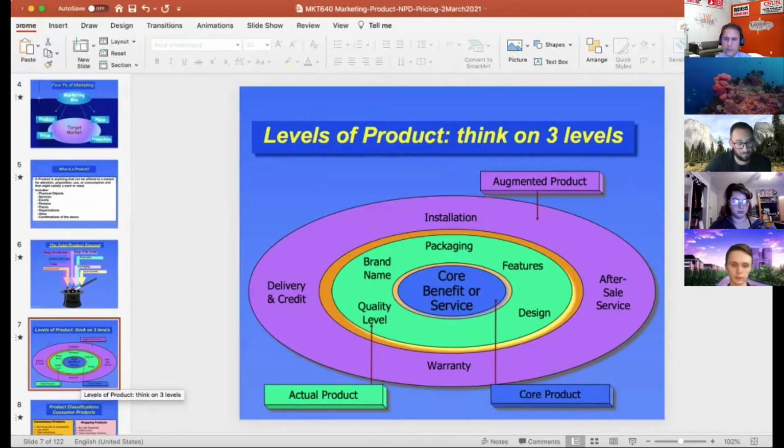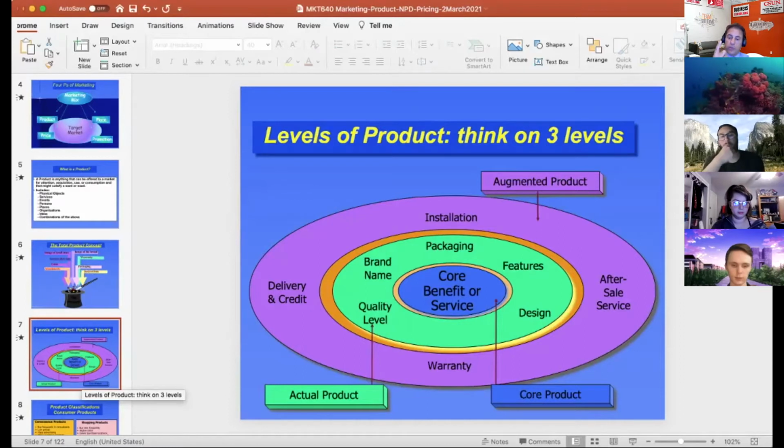So if you were CSUN, what would be the core benefit? CSUN is a service and an organization. It's two things. What would be the core benefit?